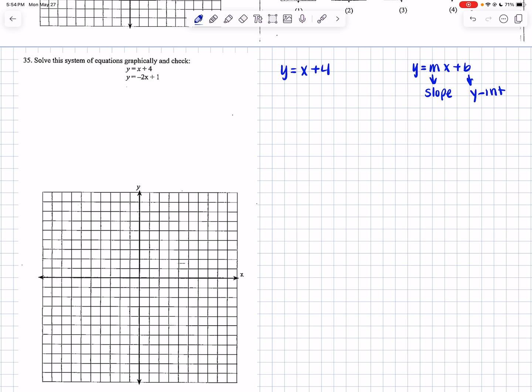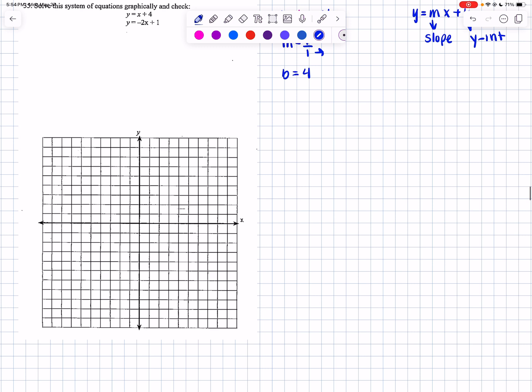If I look at my equation, I have y equals 1x plus 4, so that means I have a 1 attached to my x. So I can say that my slope is 1 over 1, and my y-intercept is 4. So I'm going to start at 4 and go up 1, right 1. So 1, 2, 3, 4, and I'm going to go up 1, right 1.